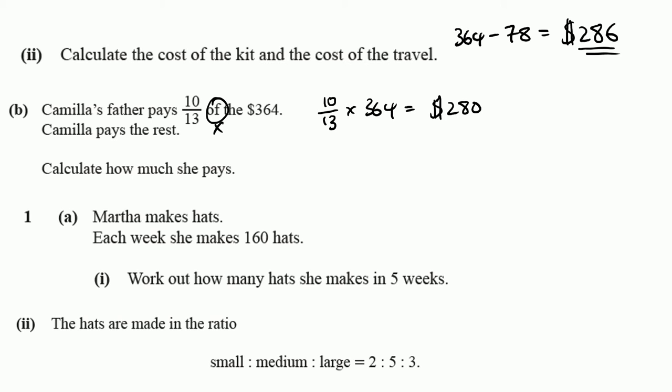Camilla pays the rest, so 364 minus the 280 that her father pays is now going to get us the rest. And that's $84.